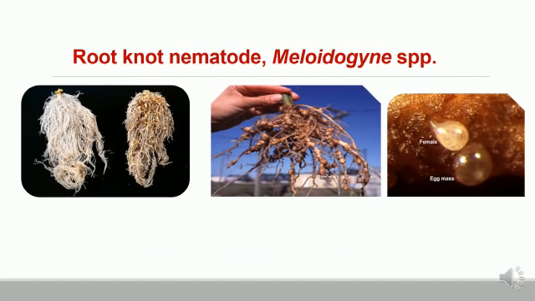Root knot nematode, Meloidogyne species. This nematode is polyphagous in nature, that is, it infects many crops like vegetables, fruits, pulses and ornamentals. Infestation of this nematode results in the formation of root knots or root galls. In the second picture, you can see the galls formed in tomato roots due to root knot nematode infestation.